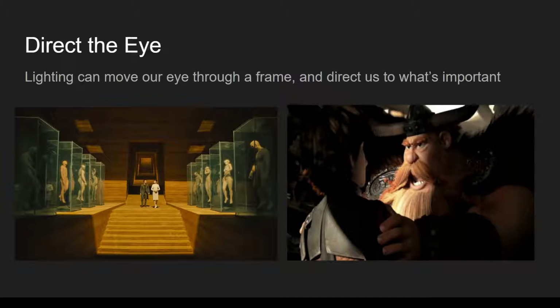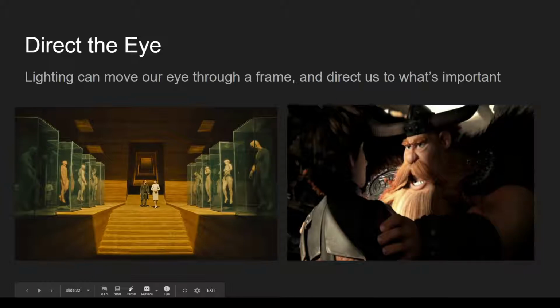So we can use lighting and value to move our eye through the frame, create focal points, and direct us to what's important. On the left-hand side, you can see how the light is cutting and highlighting and revealing these figures as it travels through the scene, right? Directing us to an important narrative element as she's describing the history of their people-making organization.